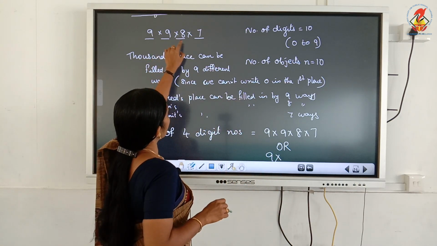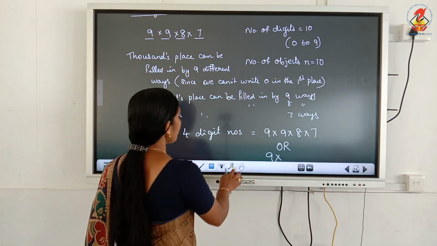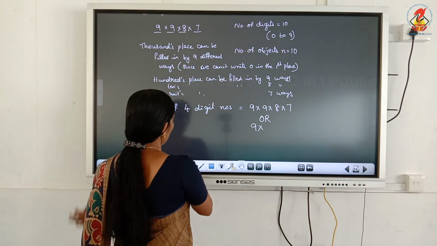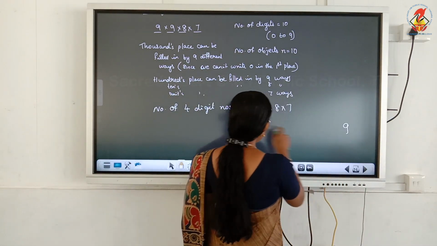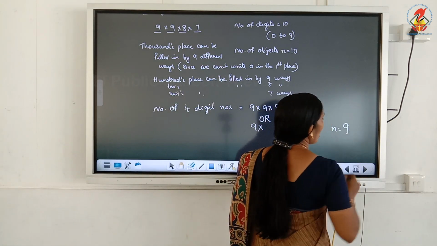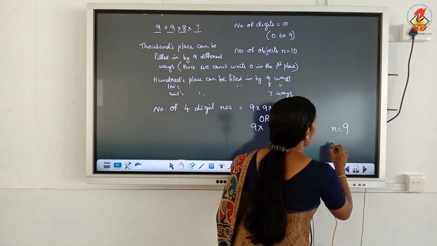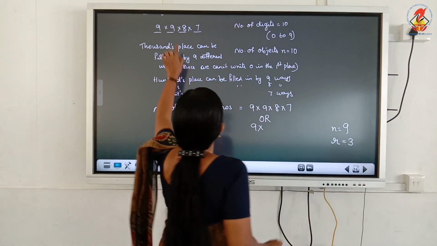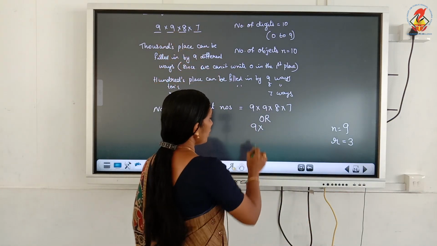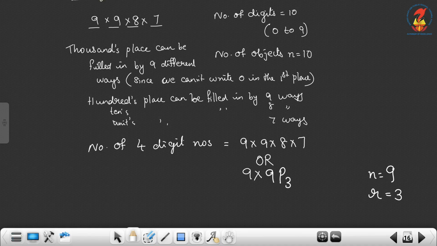Now how many places remaining? 1, 2, 3 places. And how many digits do we have? 9 digits, since 1 digit is in the first place. That is n is 9, and how many objects do we have to use? That is r is equal to 3. Isn't it? 3 places. So 9 into 9P3. That notation also you can use. Now you calculate what is the value.